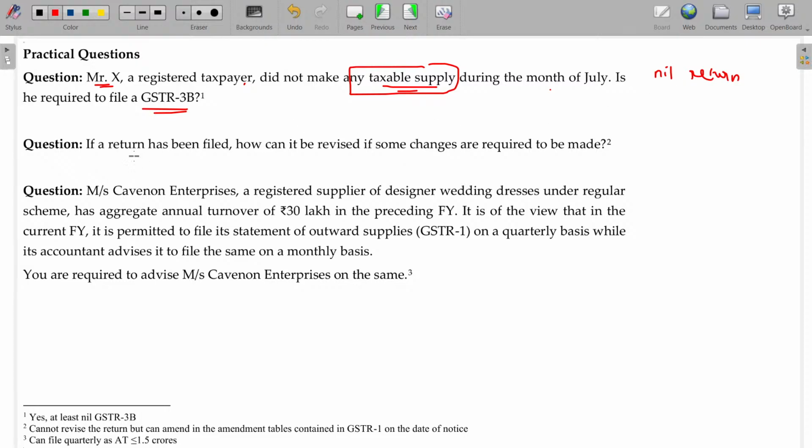If a return has been filed, how can it be revised for changes? Revision is not possible, but you can amend in the subsequent tax period, not in the same period.